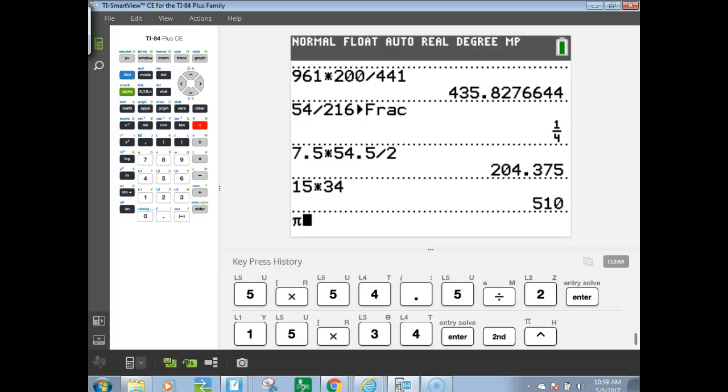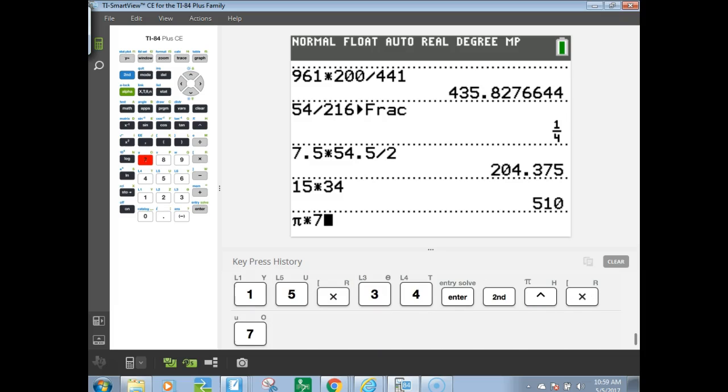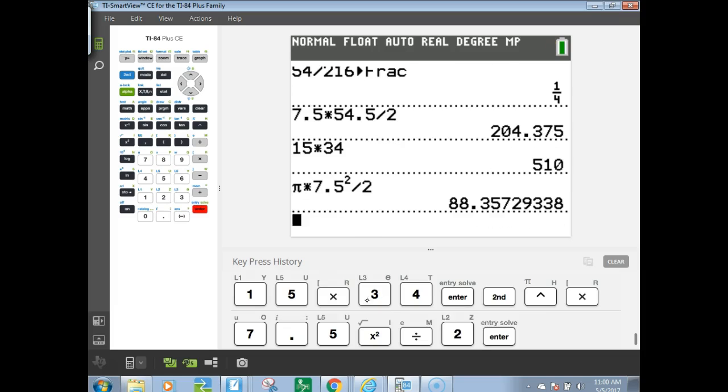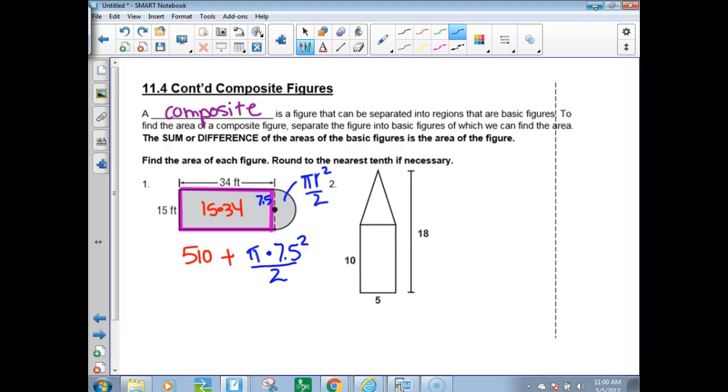Pi times 7.5 squared, but we need only half of it. We got 88.4 for that portion. So we got 510 plus 88.4. Our total is 598.4 square feet.